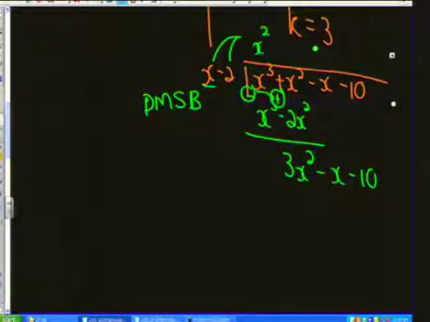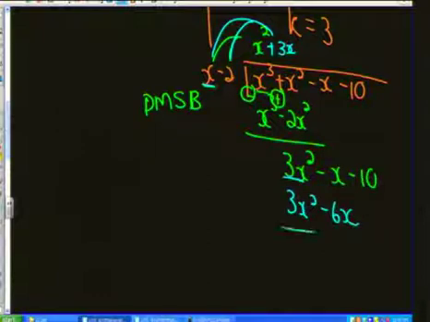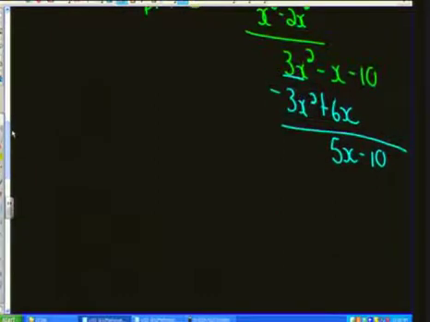Right, now we're looking at the next one, which is to divide the x into this, and if we do that, we're going to get plus 3x. So we're going to times it now onto each of these. So we're going to get our 3x squared minus 6x, and we're going to subtract. Remember, what we do is we change the signs and we add. So we get 5x minus 10. Right, so now we're nearly done. We're going to take our x into that, which is going to give me plus 5.